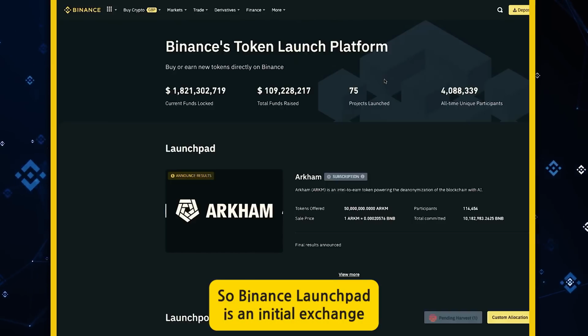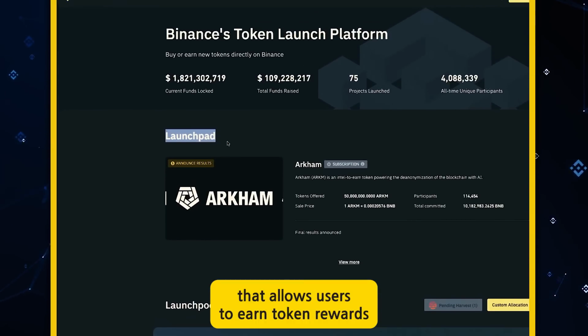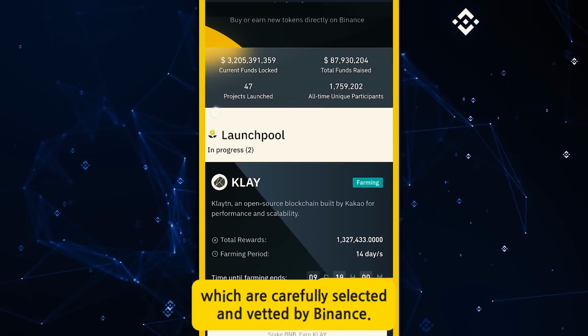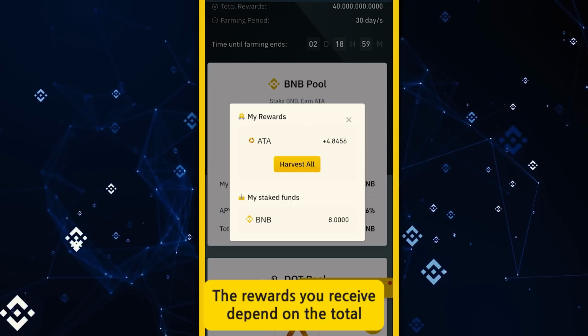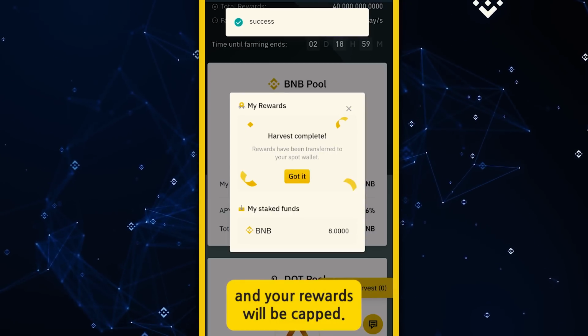So, Binance Launchpad is an initial exchange offering or IEO platform that allows users to earn token rewards by supporting new projects, all of which are carefully selected and vetted by Binance. The rewards you receive depend on the total amount of crypto committed overall, and your rewards will be capped.